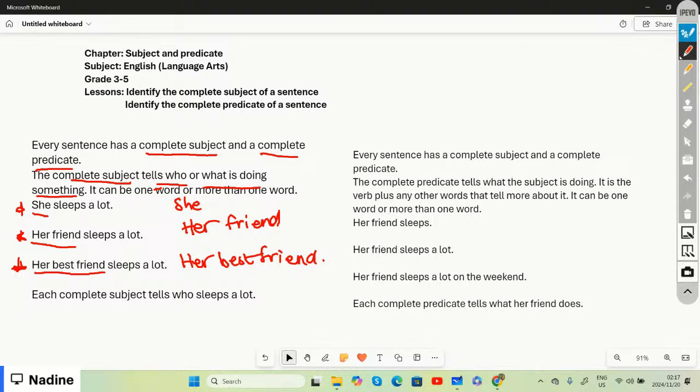And once again, we see that every sentence has a complete subject and a complete predicate. A complete subject tells us who is doing something, or what is doing something. And it can either be one word or more than one word.